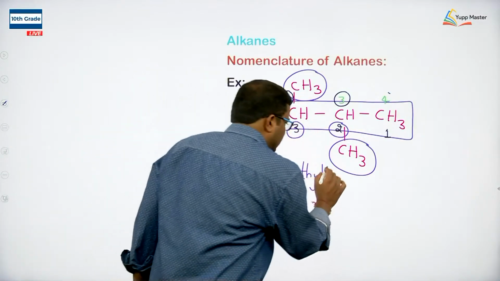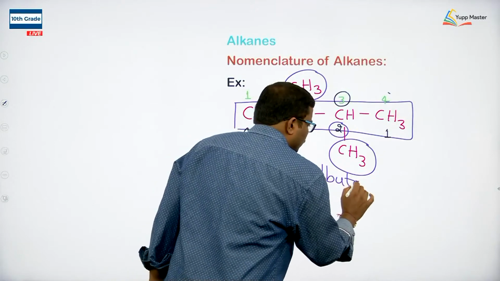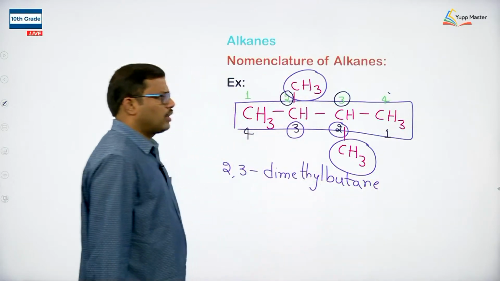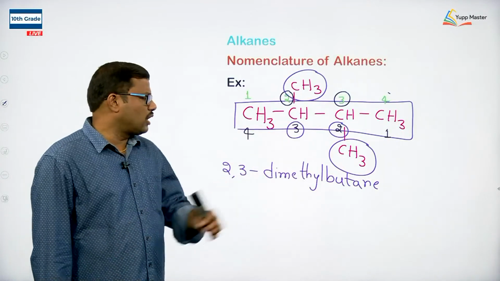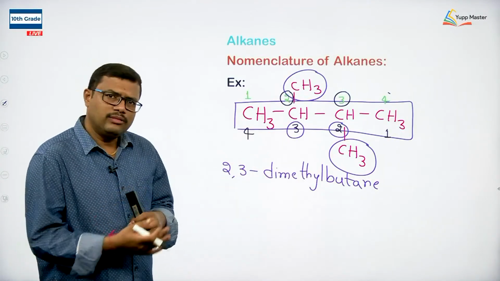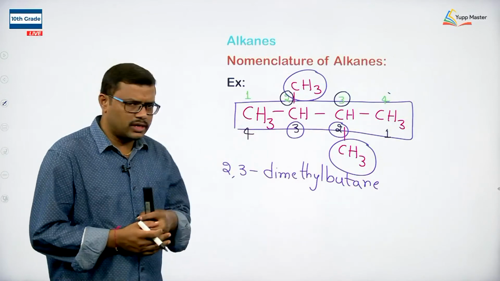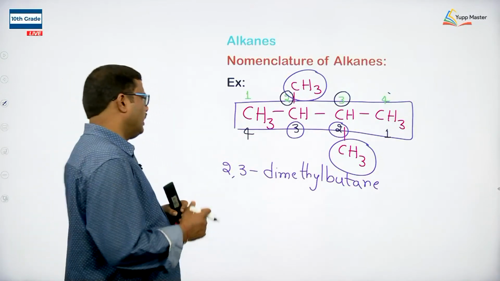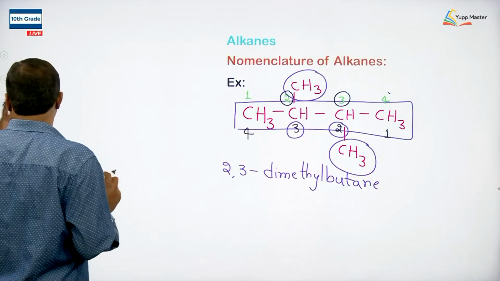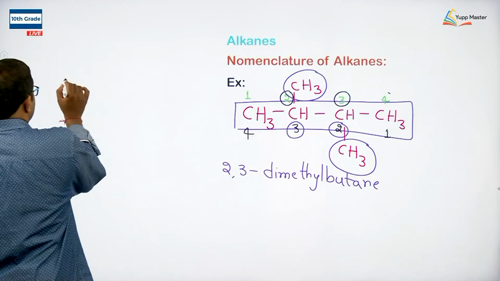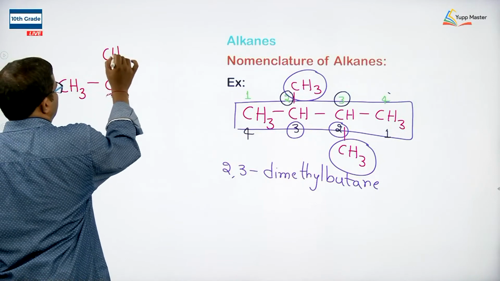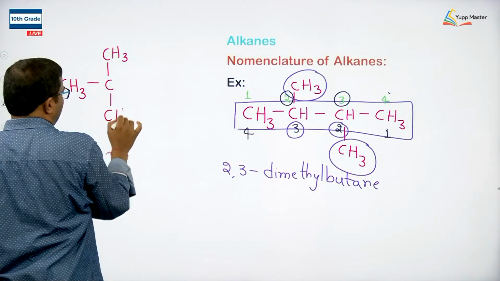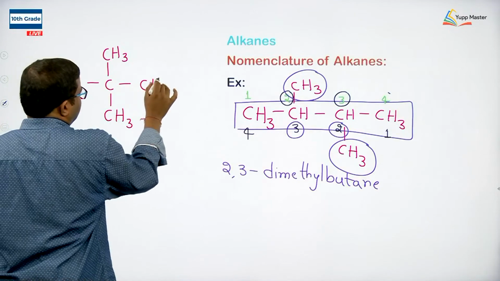And what is the parent chain? It is a four carbon chain, and a four carbon chain containing alkane is butane. So it is 2,3-dimethylbutane, the name of this particular compound. Similarly, let me take one more example. If the two methyls present on the four carbon chain are on the same carbon atom, in that case how to name it?